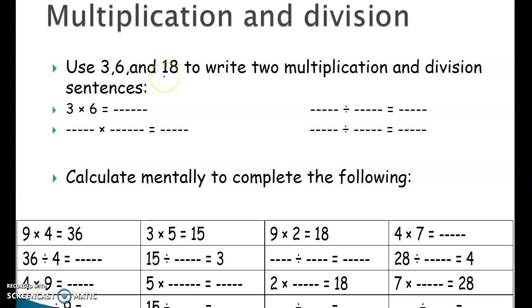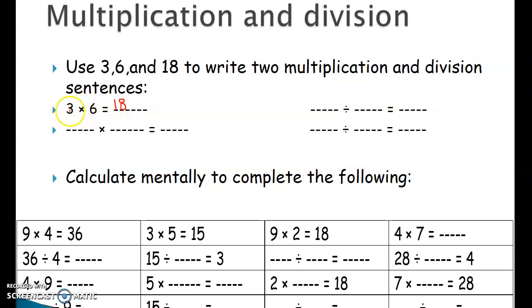Let's do now exercise 3 on the worksheet. This is exercise 3. Use 3, 6 and 18 to write two multiplication and two division sentences, the same as the previous one. 3 times 6. Do you know 3 times 6 how much? Equals 18. Now I will write another multiplication sentence, but I will use just these three numbers, 3, 6, 18. I can't use a number different than 3 or 6 or 18.